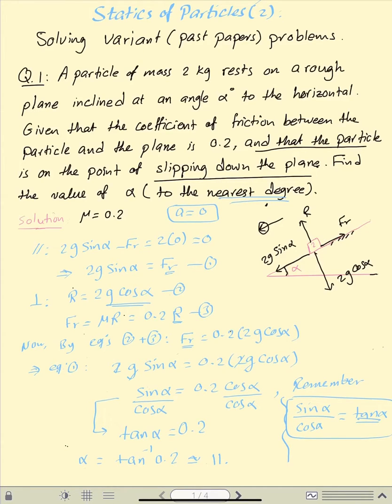It's 11.3 almost. So alpha to the nearest degree is 11 degrees. The angle alpha is 11 degrees to the nearest degree, to the nearest whole number, to the nearest ones. Yes?